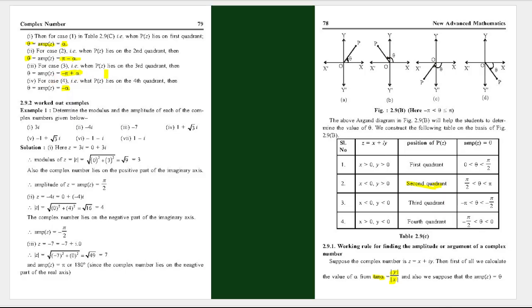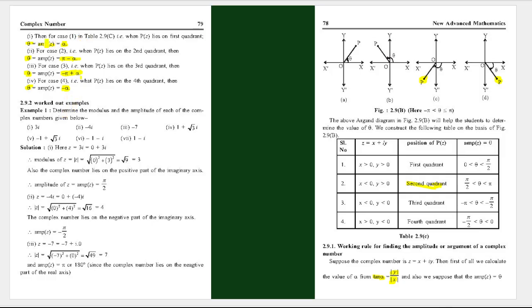And again, the same thing: if the position of p is in the third quadrant, then we have to use this formula to find the value of theta. That is why it is called the working rule. Minus pi plus alpha. And if it reaches the fourth quadrant, more than 270 degrees, then theta will be minus alpha. Whatever alpha comes out, its negative value.